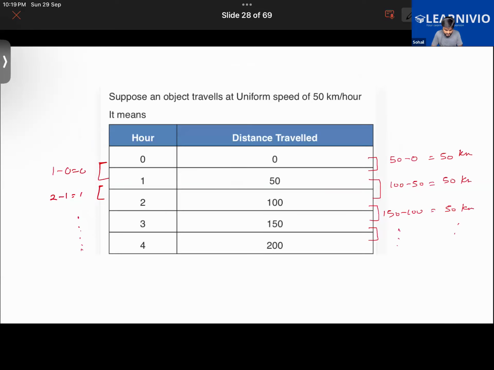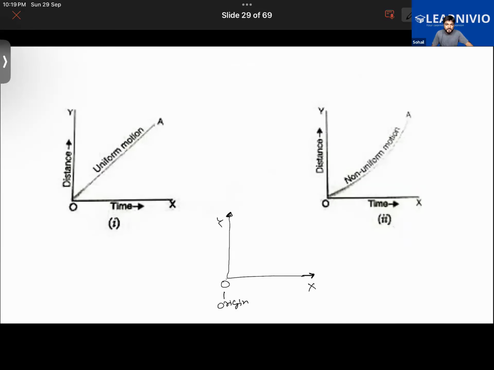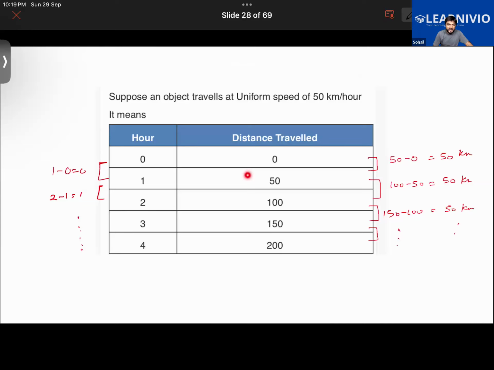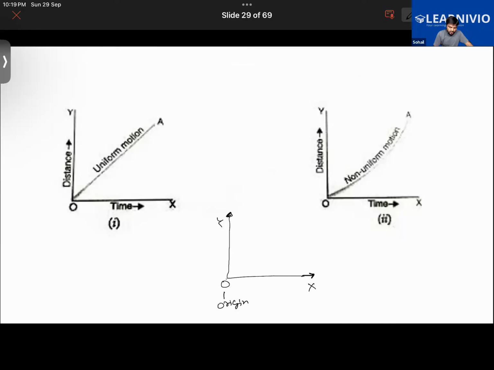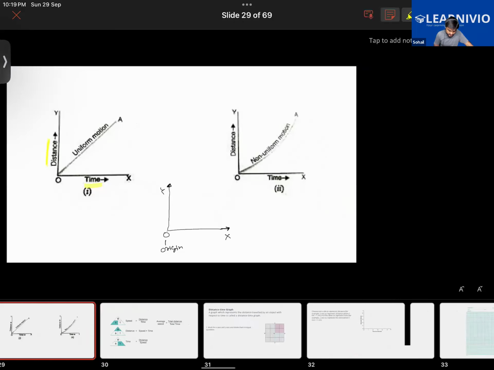Coming back to the graph here. Let's try to plot the graph with the help of this data. All right, guys. Before we do that, an important thing to be noted down is that on the x-axis, time is always displayed. And on the y-axis, which information is displayed? It is distance. Hope you guys will keep that in mind, okay?